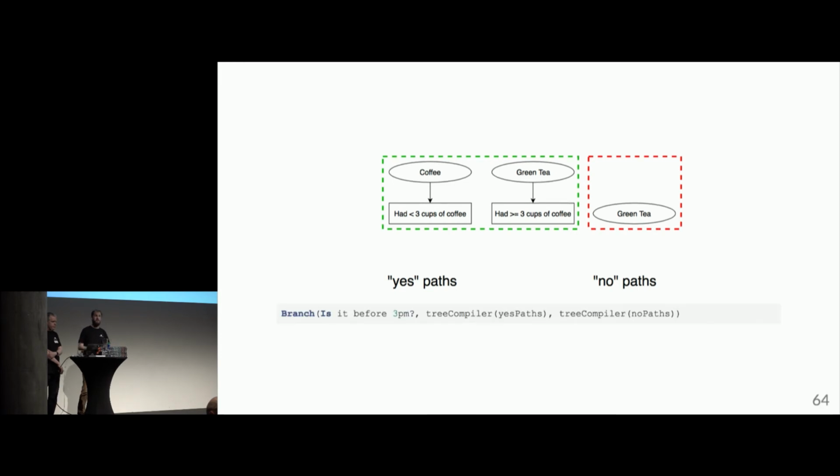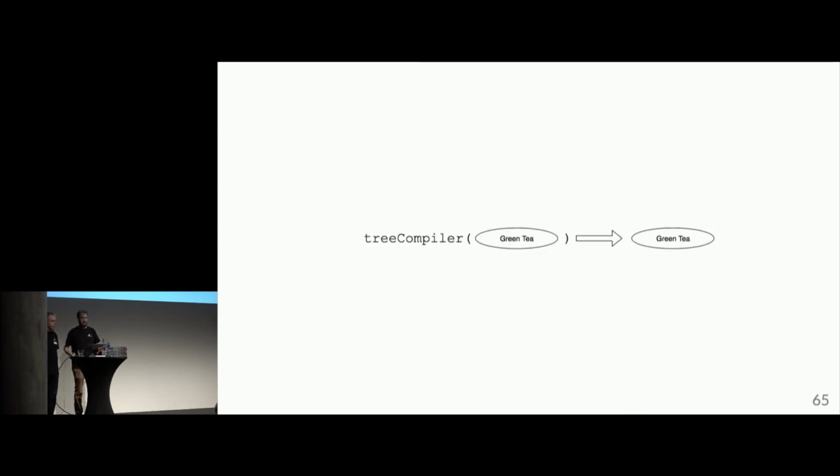From here, we can build out a branch, and the branch is going to be on the pivot predicate. The yes tree that it pulls in is going to be the recursive compilation of the yes paths. The no tree that it pulls into this branch is going to be a recursive compilation of the no paths. Our termination condition of this recursion is if we ever get fed in a path list of exactly one path that has no predicates remaining, we're going to form a leaf.